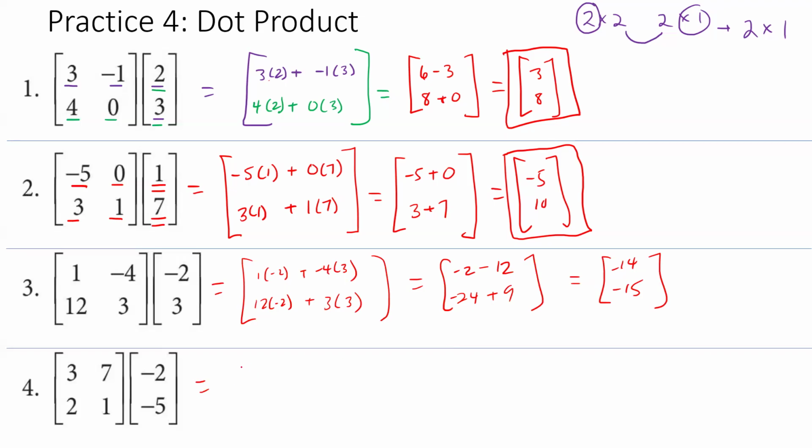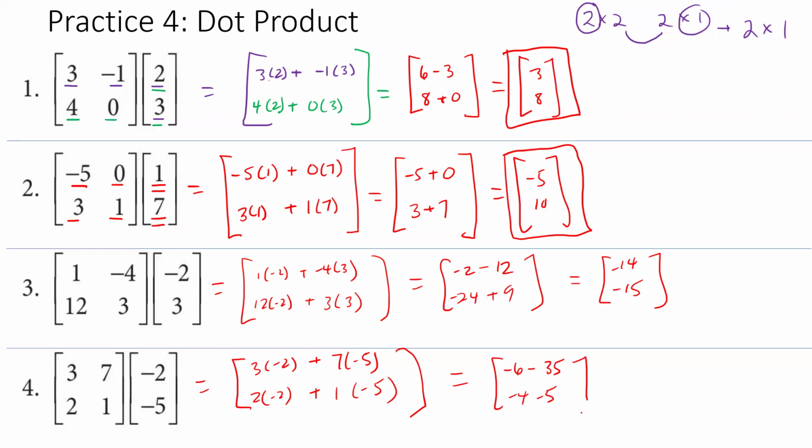Then we keep going. We end up with 3 times -2 plus 7 times -5. And then we have 2 times -2 plus 1 times -5. And we end up with -6 minus 35. And we have -4 minus 5, which leads us to -41 and -9.